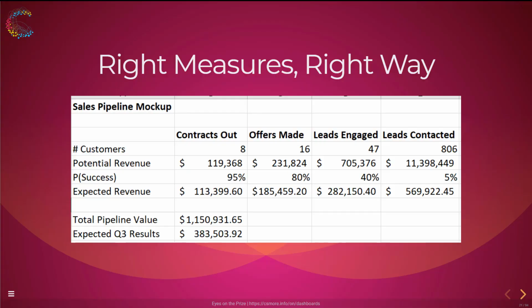Now, this is just a quick mock-up in Excel. You could make it look a lot fancier, but all we have are the steps in the process. So think of this as a funnel. You have a certain number of people contacted, and you figure out their potential revenue, and then the probability that you're going to snag these customers gives you expectations of revenue. So you see that for each step in the pipeline, and you can aggregate this for expected pipeline value and Q3 results.